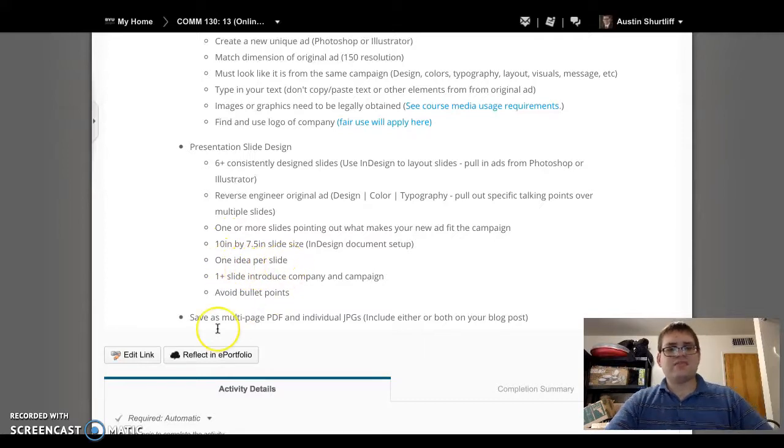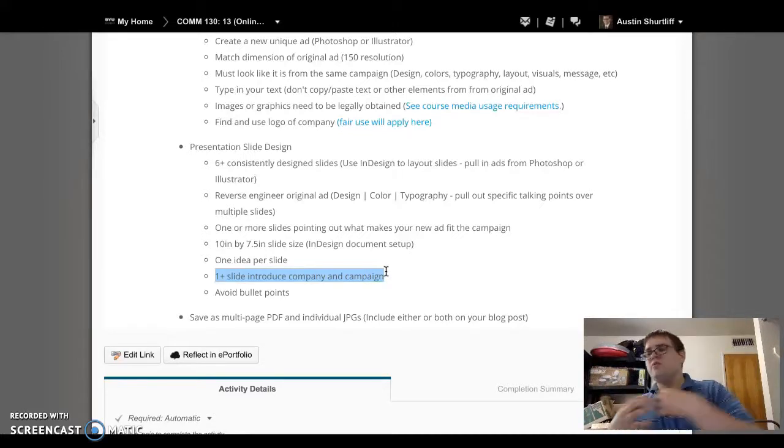One idea per slide. So keep things pretty simple: this is the concept with design and how it's used, or color and how it's used, or typography, how it's used, hit the new ad and stuff like that. You also want to make sure you have that introduction that introduces the company and the campaign. So something saying, what is this company? What's the campaign about? I would keep that a really brief statement, but have something there.